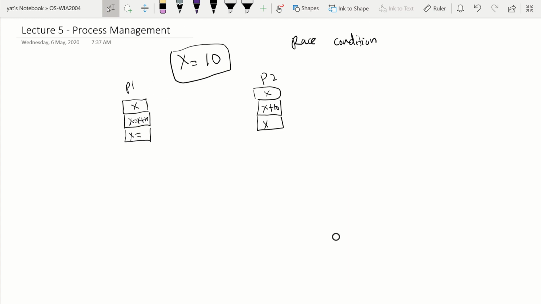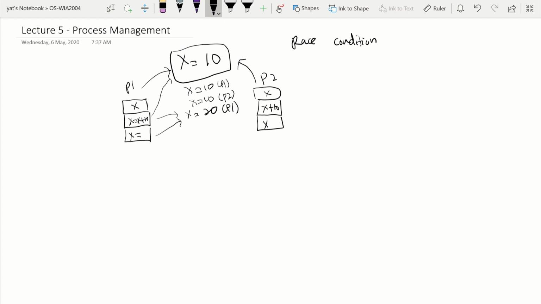So P1 accesses the variable x, and it will record x is equal to 10. And P2 accesses, after P1 accesses x and releases, and then P2 accesses x, and x is also equal to 10 from P1, and this one from P2. So now the second instruction, x equal to 10, so x will become 10 plus 10, which is 20. So this is P1. P2 will be x plus 10. So the new value of x will be 20.